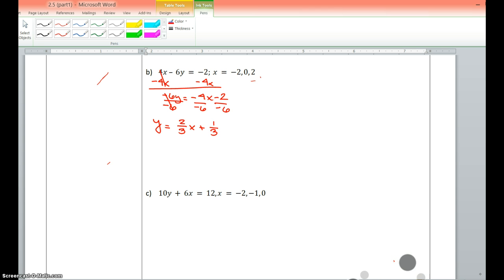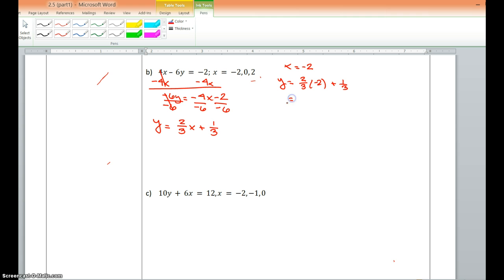More fraction action for you all. Actually, not what I had intended, but these are probably harder than what you're going to have on your homework, so I think it's fine because you'll be over-prepared. So let's plug in. The first one was x is equal to negative 2. So y is equal to 2/3 times negative 2 plus 1/3.